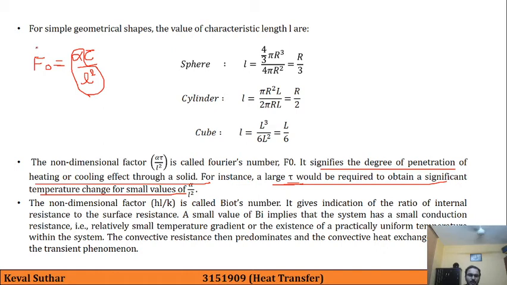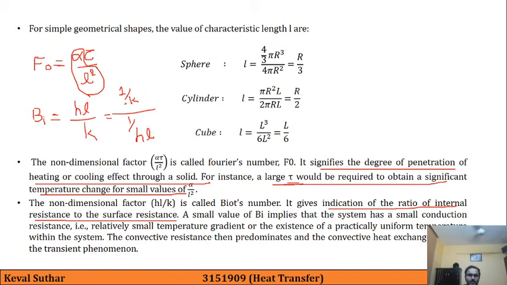And the second non-dimensional term, Bi, is equal to HL by K, and is known as Biot's number, and it is the indication of the ratio of internal resistance to surface resistance. So here we can also put it in this way, 1 upon K over 1 upon HL.